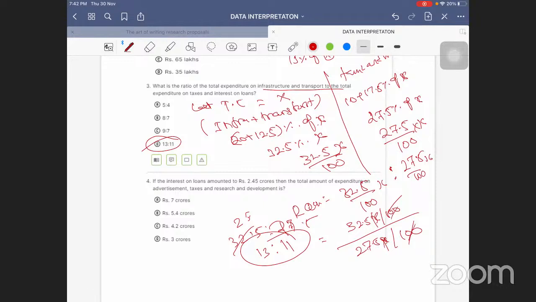So 100 cancel, x cancel, remaining is 32.5 and 27.5. So commonly we can divide by 2.5. So by 2.5 we can divide: 13, 32.5 gives 5 and 2, 27.5 gives 11. Clear? Move on to the fourth sum.